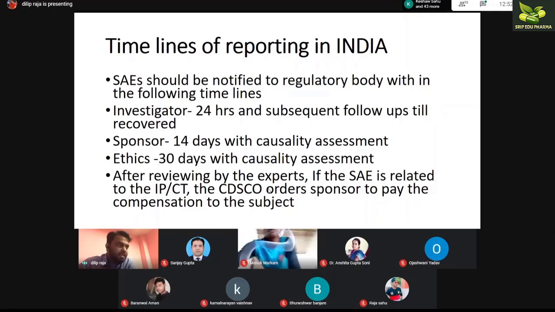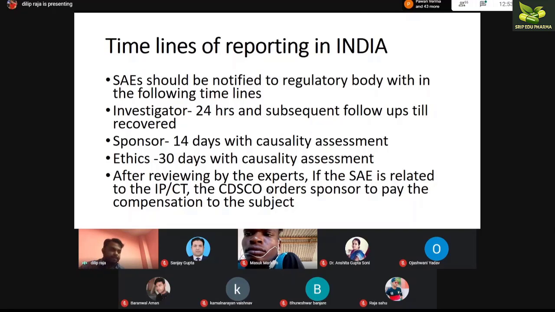So we have certain timelines here. If any SAE happens at the investigational site, the investigator has to report to the regulatory authority, to the sponsor, as well as to the ethics committee within 24 hours. These timelines are very important. Kindly note them down, students who are interested in getting into clinical research as a career option. The investigator's timeline is 24 hours. Within 24 hours, he has to report to the regulatory authority, sponsor, as well as the ethics committee.